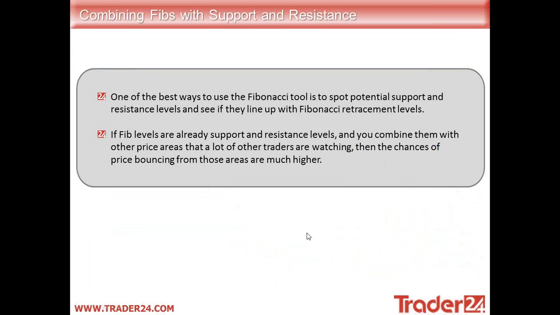Okay, so what I'm going to talk about here is combining Fib levels with support and resistance. One of the best ways to use the Fibonacci tool is to spot potential support and resistance levels and see if they line up with Fibonacci retracement levels. If Fib levels are already support and resistance levels, and you combine them with other price areas that a lot of other traders are watching, then the chances of price bouncing from those areas is a lot higher.